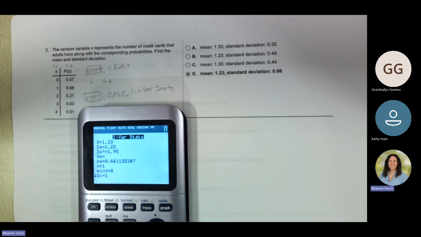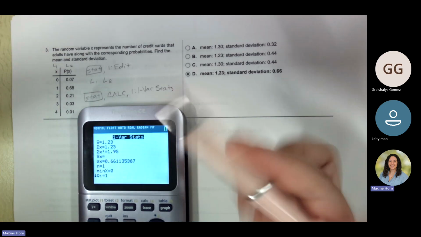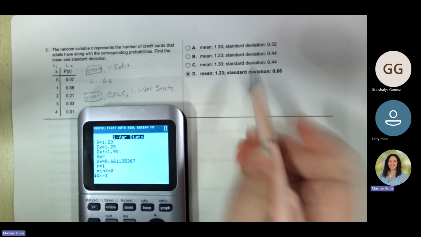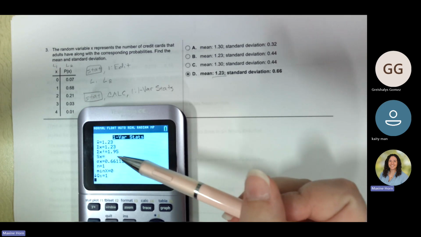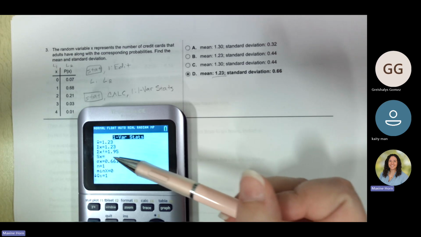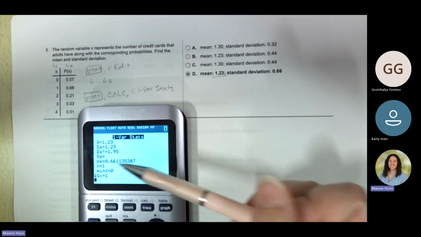So it gives us all these things, right? We've seen a display like this before. It's going to give us the mean, right? X bar is our mean, 1.23. So there's that. And then the standard deviation, which you might notice doesn't even give us the sample standard deviation. It only gives us the population standard deviation.